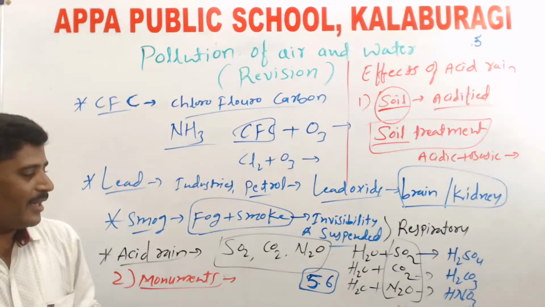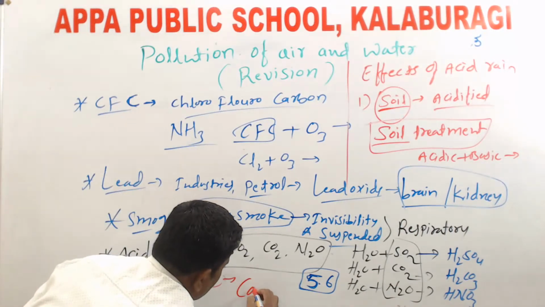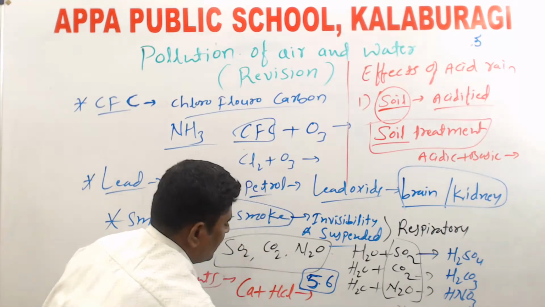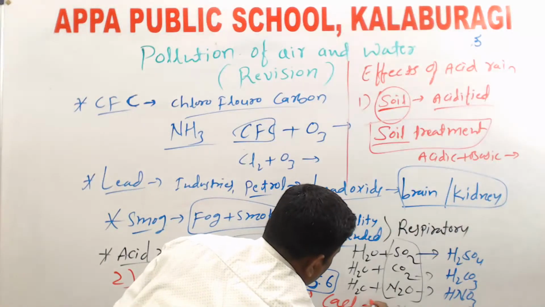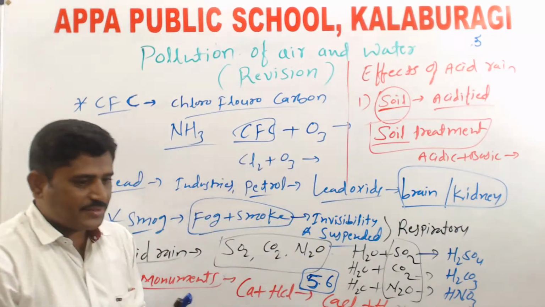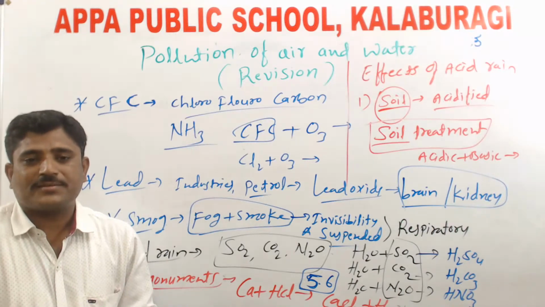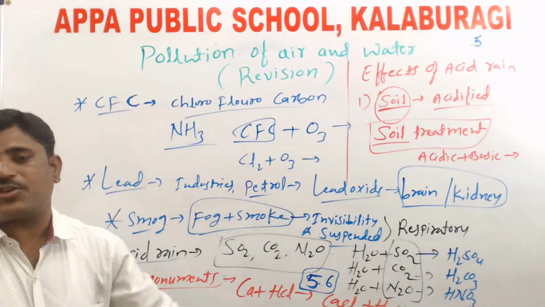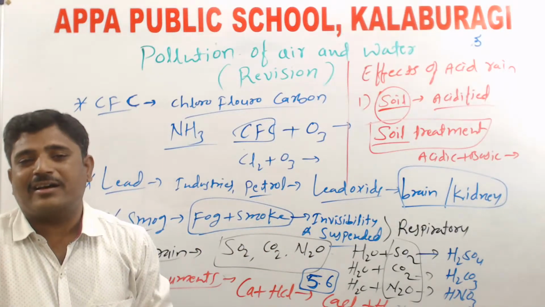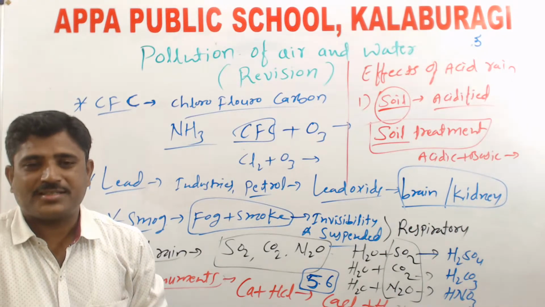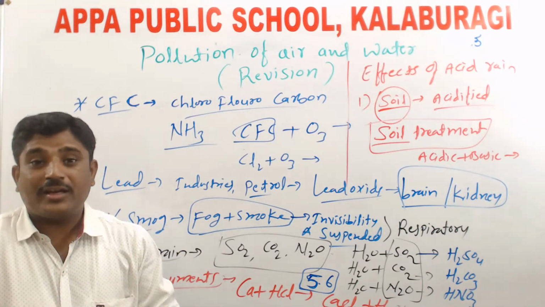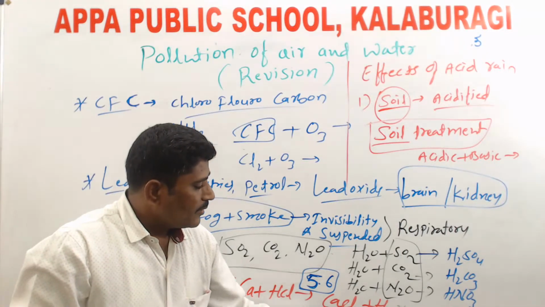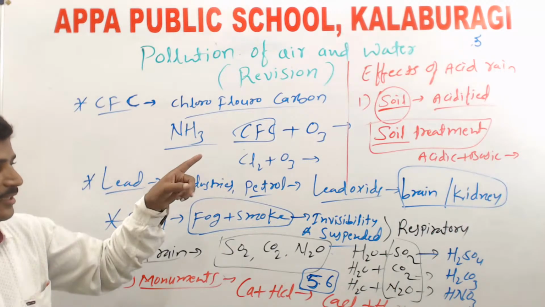Okay, calcium can react with the acid. I will take the common acid HCl, and you get calcium chloride plus hydrogen gas is released. It means the beauty of historical monuments gets completely destroyed. It looks ugly. If it is destroyed, it also affects tourism, isn't it? So that is the effect of acid rain.